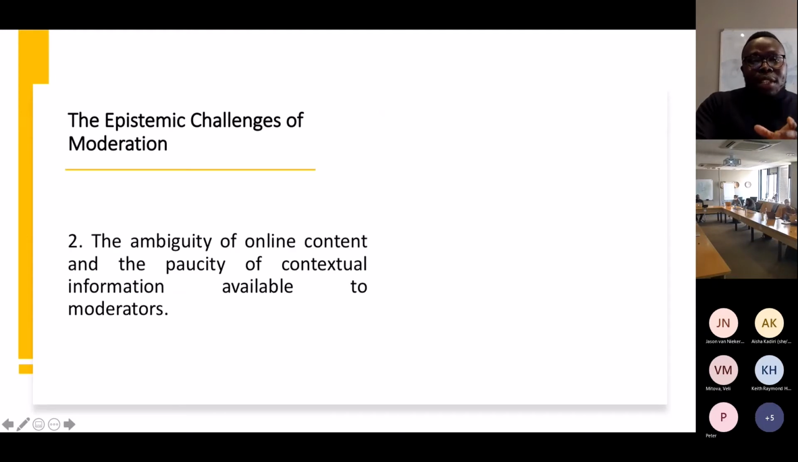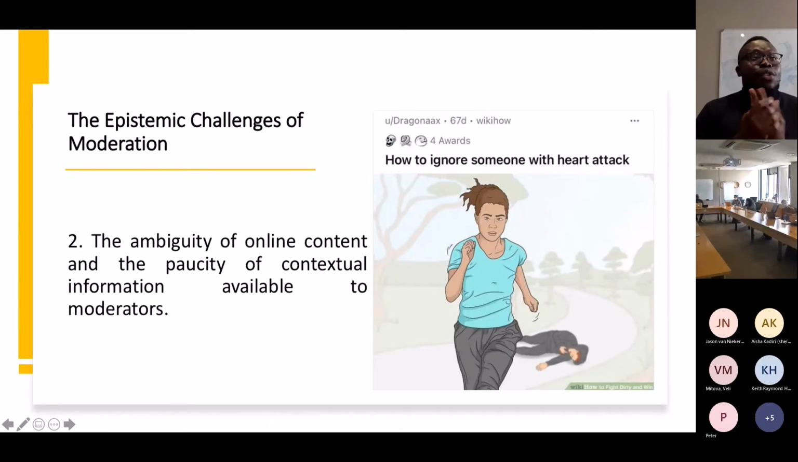The second epistemic challenge is the ambiguity of online content and the paucity of the contextual information that is available to moderators. So when this information is posted online, again, the global nature of moderation means someone is supposed to make a decision on this post without properly understanding the context of this post, or understanding in some cases, for instance, is this an actual instance of hate speech or is it a parody of hate speech? These contexts are not available to the moderators.